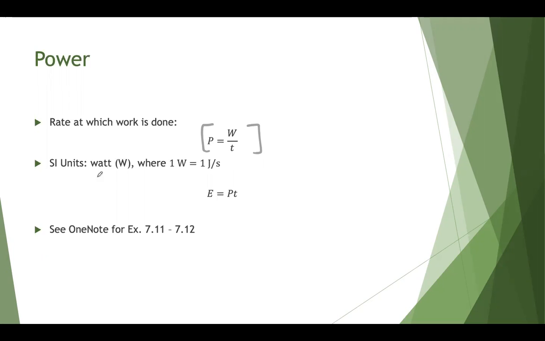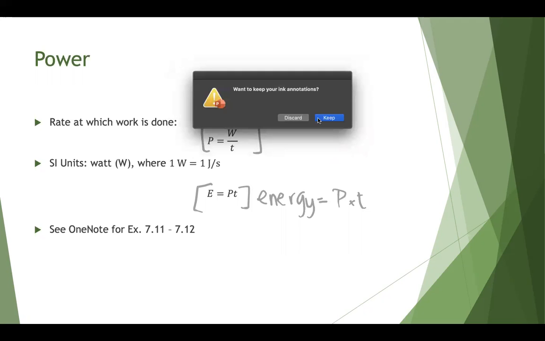The SI units are in watts, or big W, and we define that as 1 watt equals 1 joule per second. We also need to note that energy is equal to power times time. So energy equals power times time. Using this information, we're going to do some examples because it's more helpful than just looking at equations. Let me switch over to OneNote.